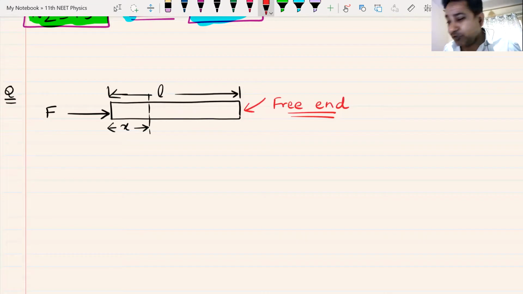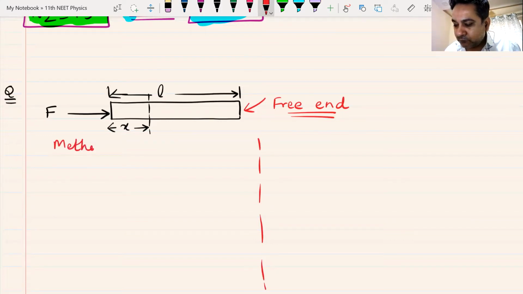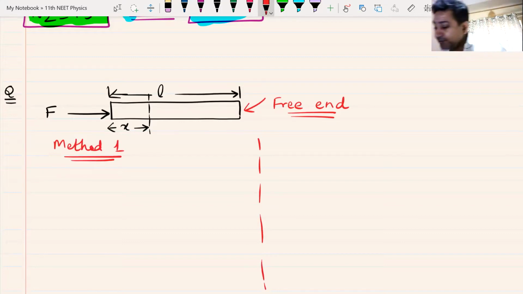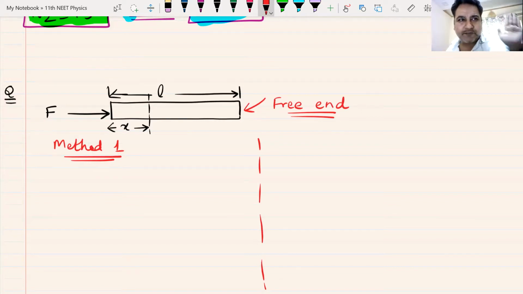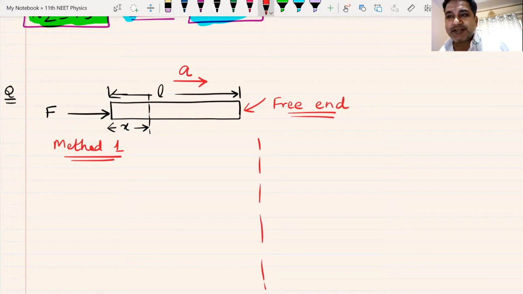Now I'll solve this question in two ways. You will see. This is method number one. I'll solve it in red, then I'll solve the other one in a different color. Now what is method number one? Basically this rod is an entire one body. I apply a force F on this body. What will happen to this body? This body will accelerate. Yes or no?